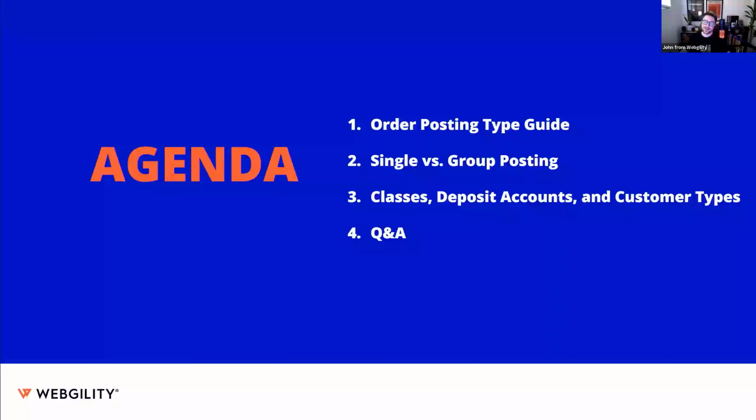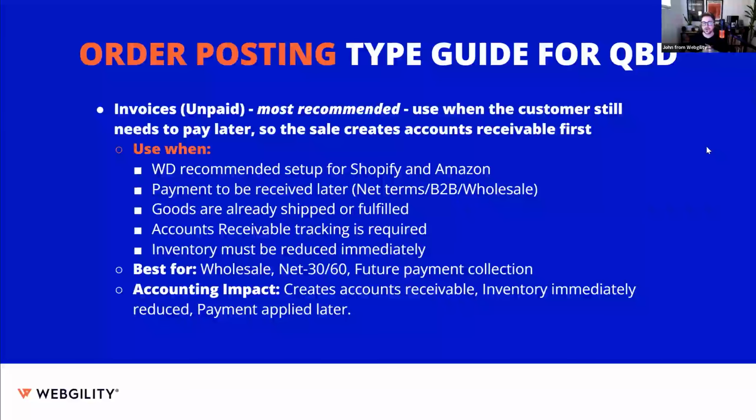But yeah, just to get started, order posting types. So anybody that's worked in e-commerce or accounting or in retail or any type of business knows that there are different types of orders. And the way that Webgility works with them is pretty straightforward. We have a specific set of recommendations for the most common types of orders. So we'll start off with the most recommended. And when I say most recommended, that doesn't mean that it's the end all be all. It just means for people that are using Shopify and Amazon or have wholesale B2B orders, this is the one that we recommend the most in certain circumstances.